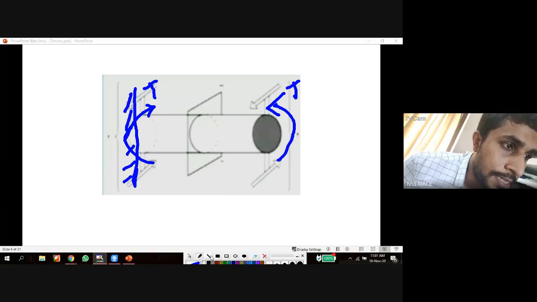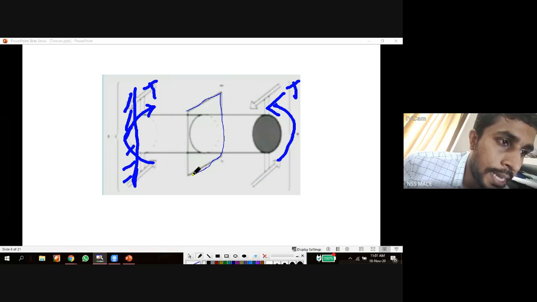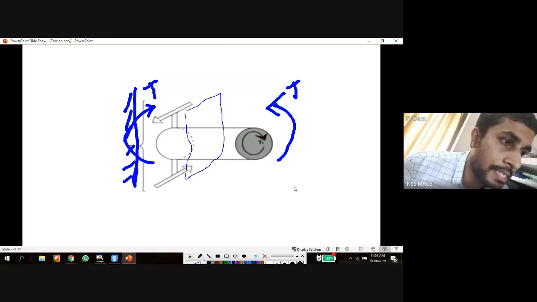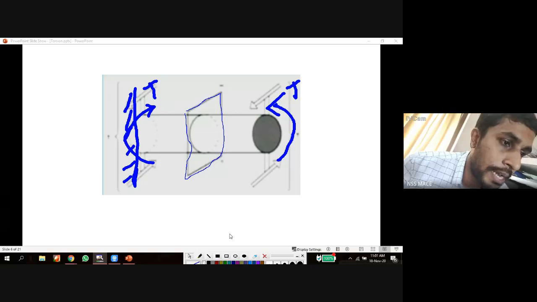Here I am taking a plane at the center of this shaft. I am going to cut this shaft into two using this plane. Using this plane, I cut this shaft into two, and this is the first half of the shaft. I'm taking this half of the shaft for the analysis.